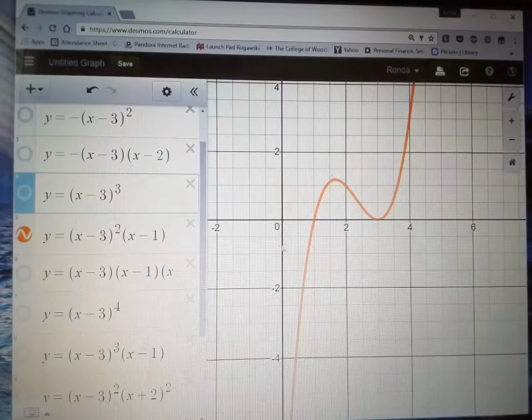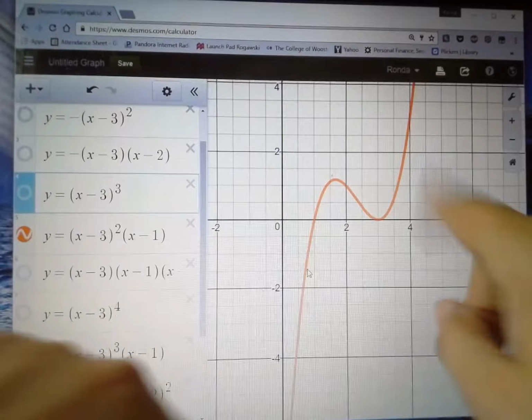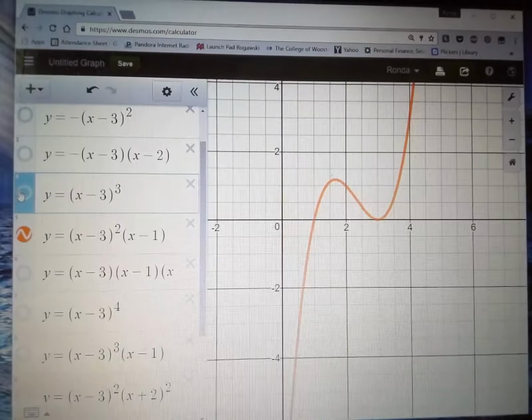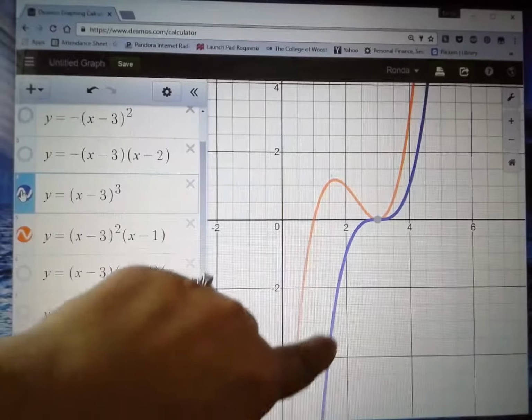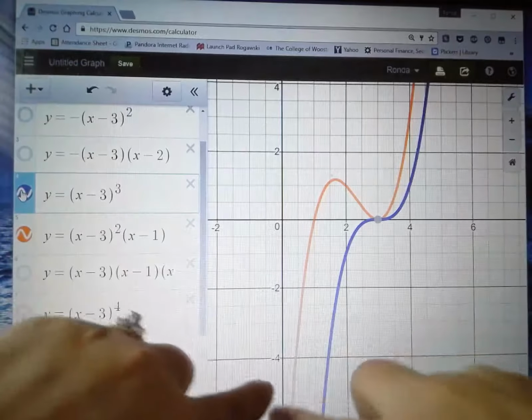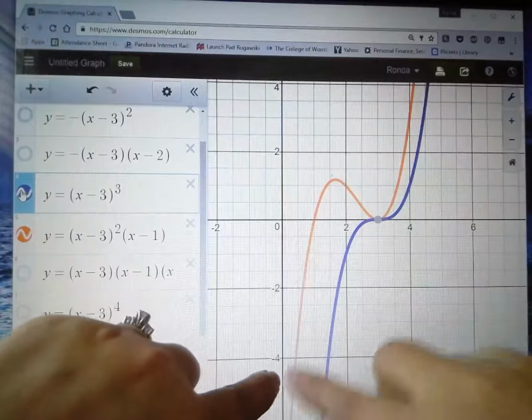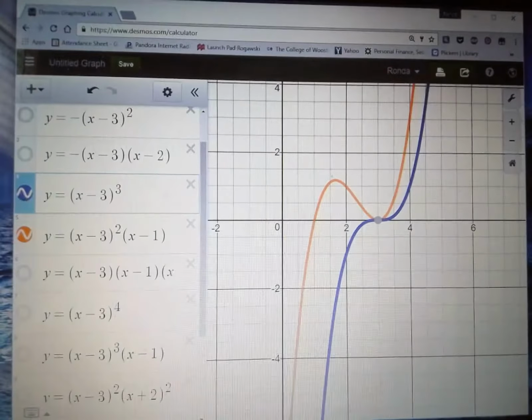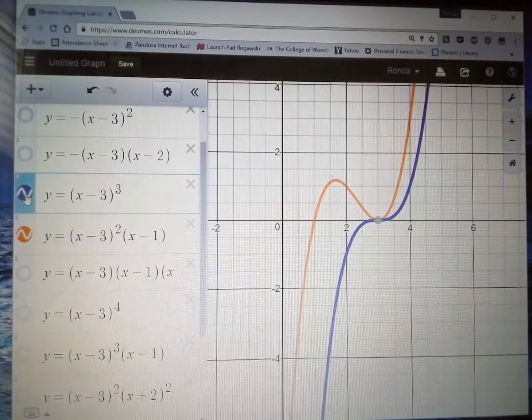But this is also an x cubed, and I do want to point out that my end behavior, again, just like this one up here, my graph starts in one place and ends in the other. Starts in one place, ends in another. This has an extra little bump in it, but it's still a cubic polynomial. So this is one example.